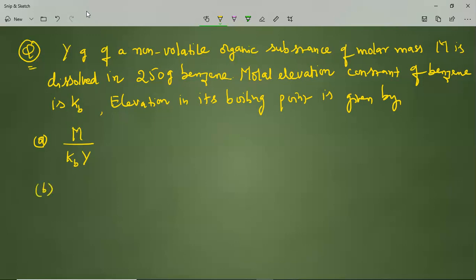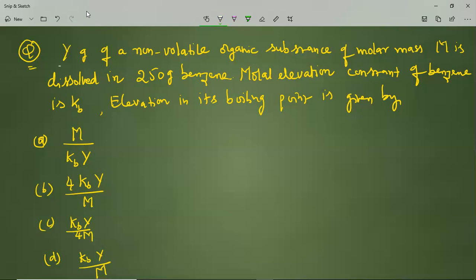Second option: 4 into Kb into capital Y by capital M. Third option: Kb into capital Y by 4M. Fourth option: Kb into capital Y by capital M. Okay, so this is the problem.